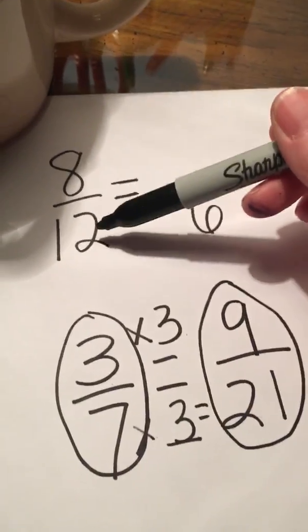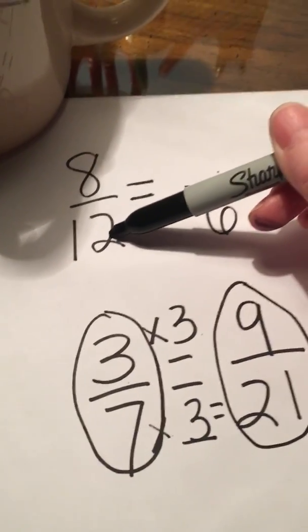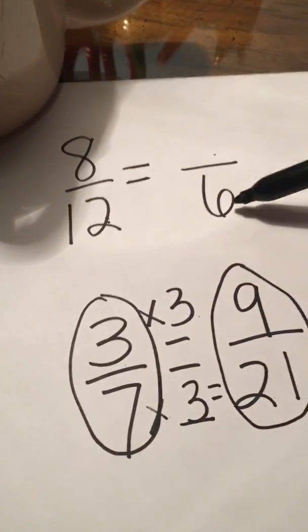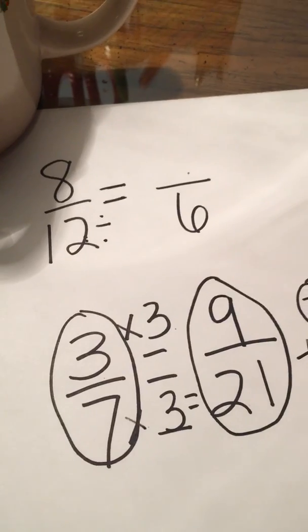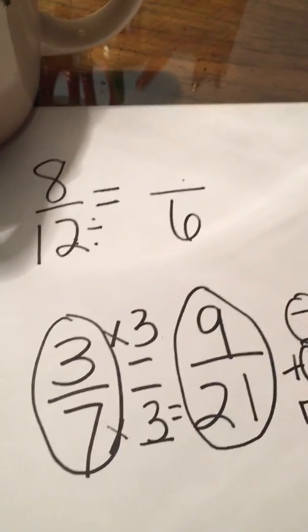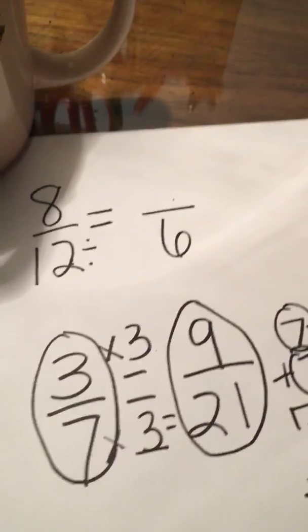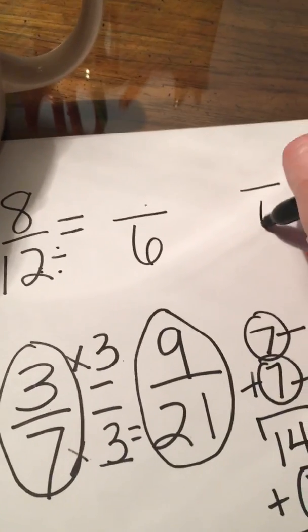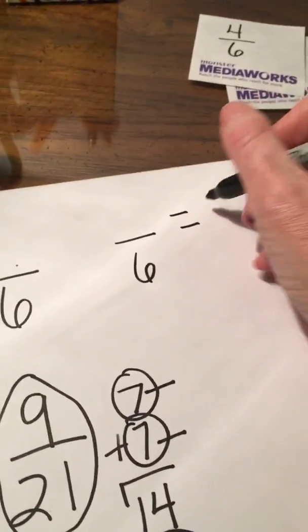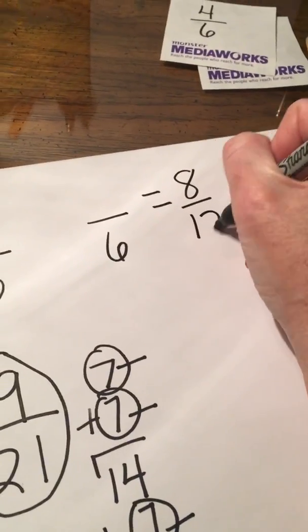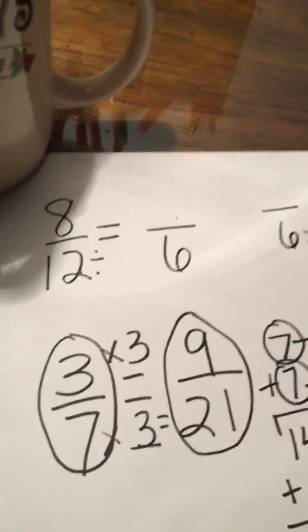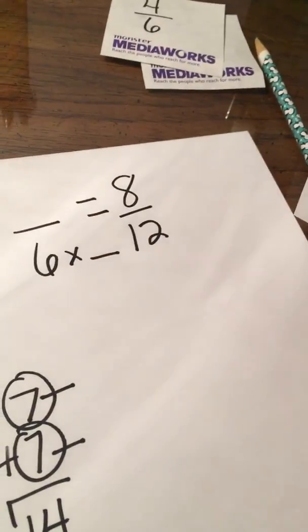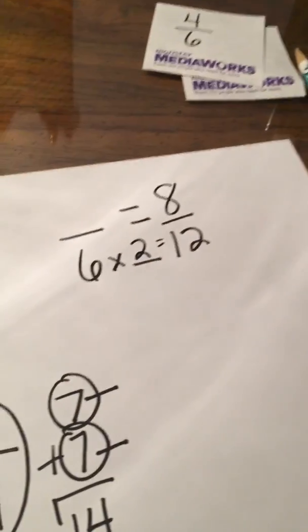Well, let's look at 8/12. The denominator, the total number of equal parts, goes from 12 to 6. So it's getting smaller, so I know that that is going to be division. Let's say I like multiplication better. Well, you're in luck, because now all we need to do is flip these fractions around: blank over 6 equals 8/12. And 6 times what, because multiplication and division are the opposite of each other? 6 times what equals 12? I know that 6 times 2 equals 12.